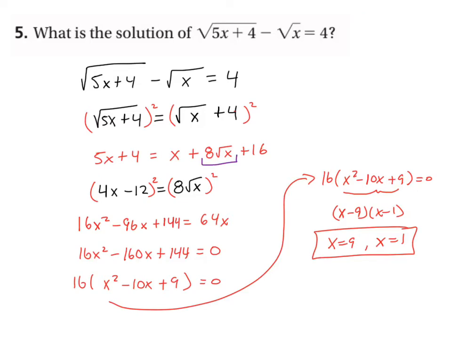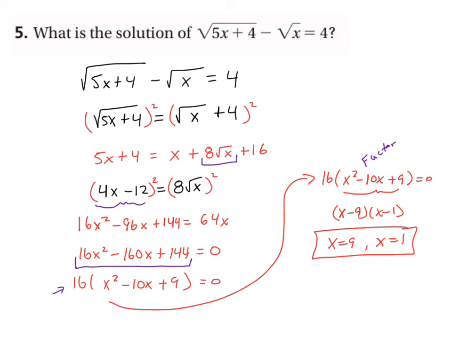So when you bring over the x, you get 4x. When you bring over the 16, you get negative 12. You square that. You then have to FOIL out this part to get 16x squared minus 96x plus 144 equals 64x. Then you want to subtract over the 64x, and then you're left with this large quadratic. But notice that every term has a GCF, so you can pull out the 16 to make the numbers much smaller. Then you can factor this part.